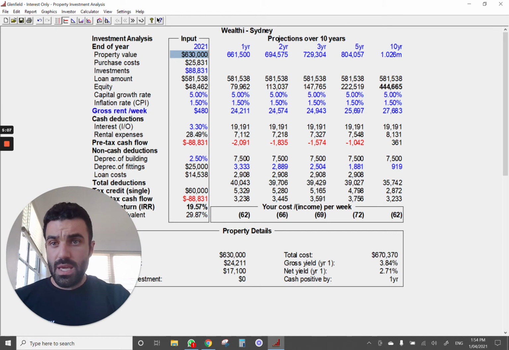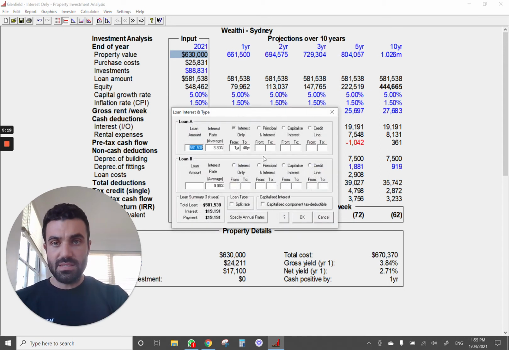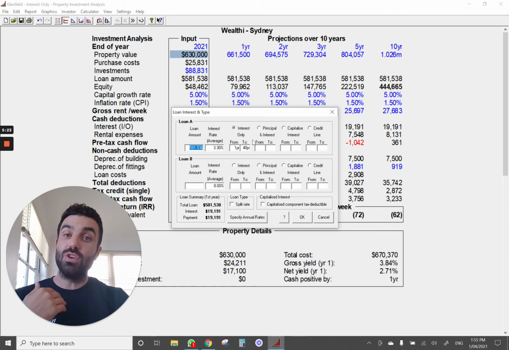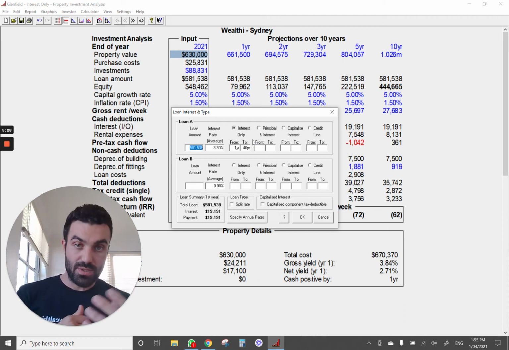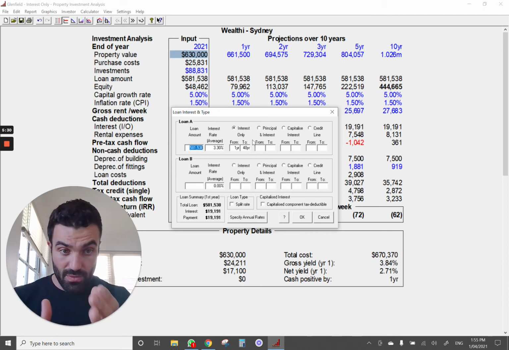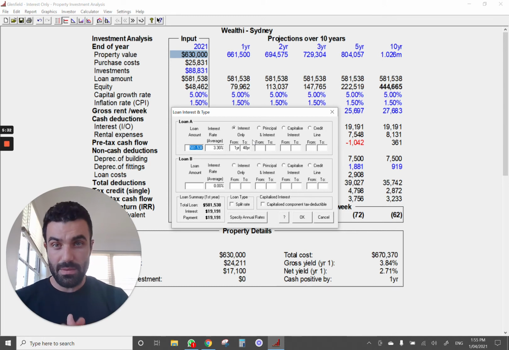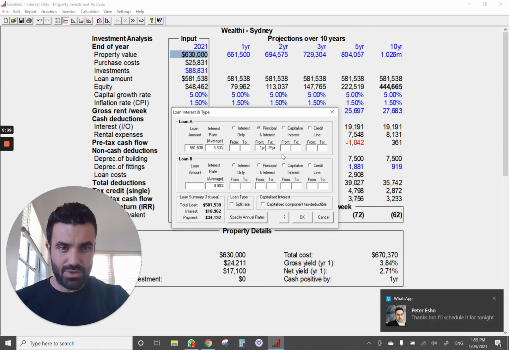Now, we're moving here into the loan amounts and the interest rates. This part here can severely change what the property costs you. In this instance, we're assuming an interest-only loan. I won't go too deep into why interest-only versus principal and interest. In this little video, I will show you the two of them briefly. In fact, what we'll do, rather than going interest only, we'll show you principal and interest.